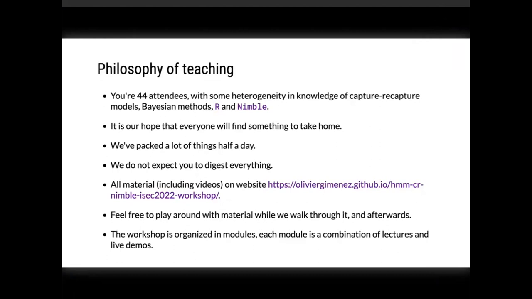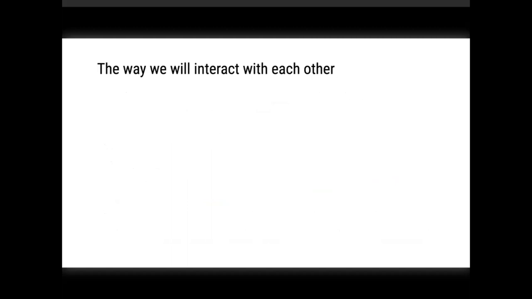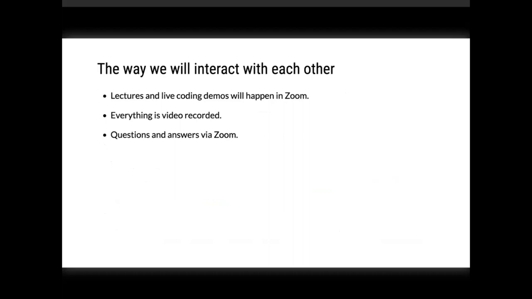As I told you, the workshop is organized in four modules, four sessions, and each one is a combination of lecture and live demos. So the way we will interact with each other, simple things: lectures and live coding demos on Zoom, and we record everything so that it's available afterwards, and question and answers on Zoom. So while I'm speaking, Daniel will answer your questions and vice versa.